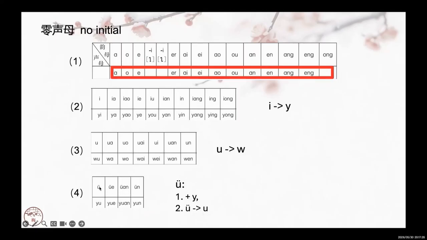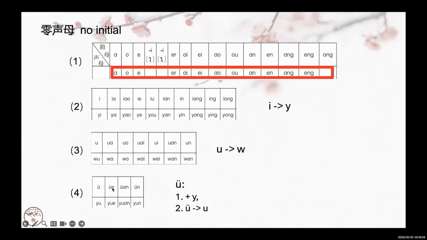For example, for a single ü, we add a fake initial y, and we change ü to u, but this still pronounces as yu. So the final pronunciation stays the same. The second one, ü plus e: we add a fake initial y, change ü to u, and attach the e. So it's yue. The pronunciation is the same, just the form is different.